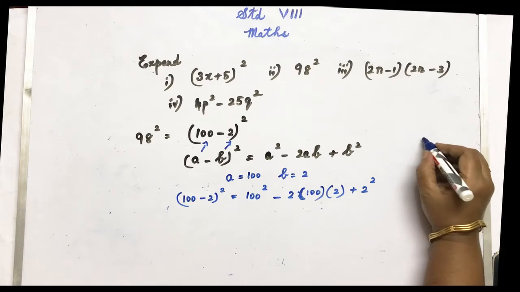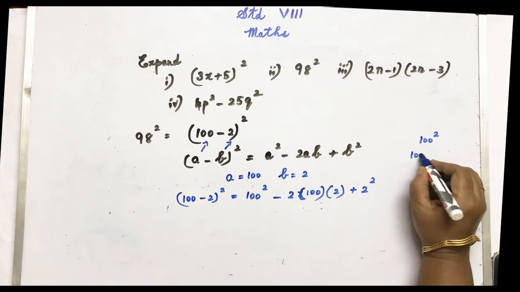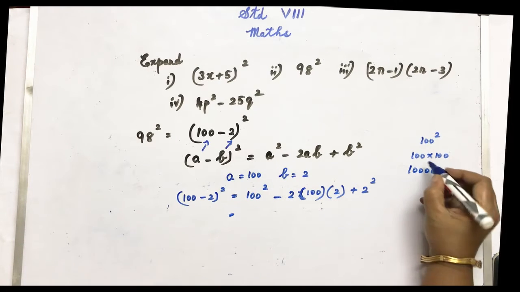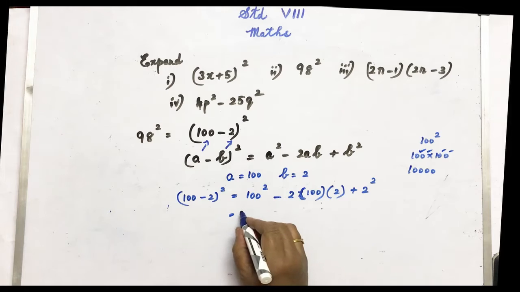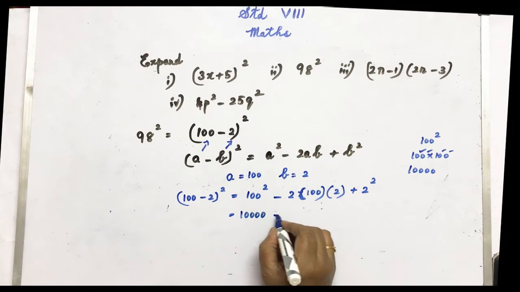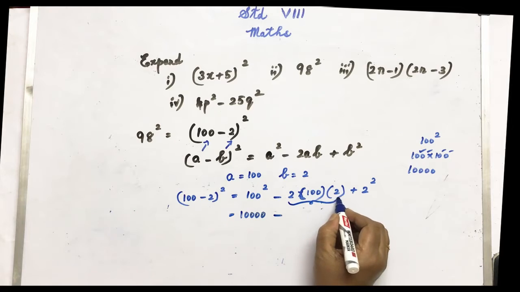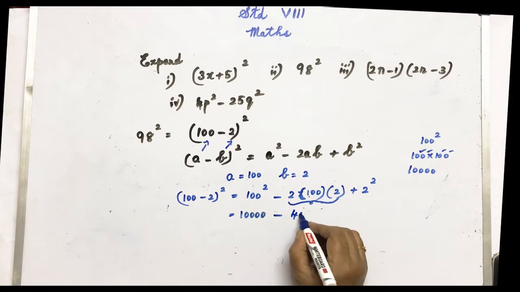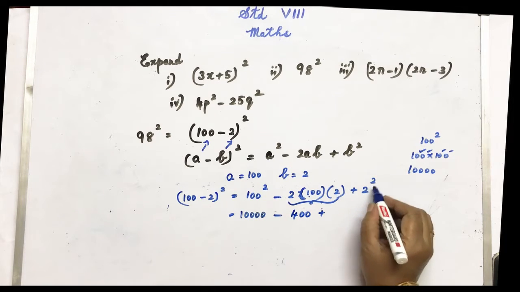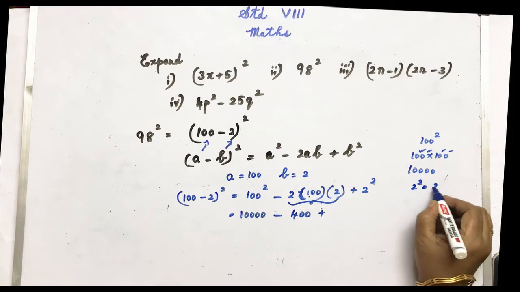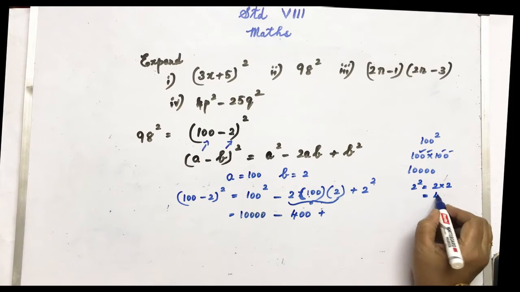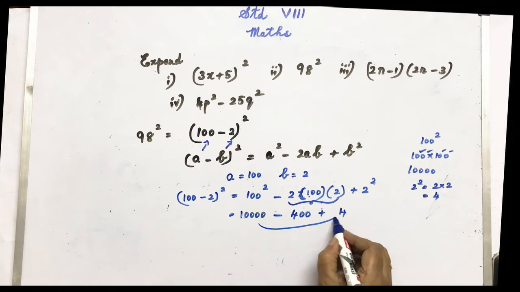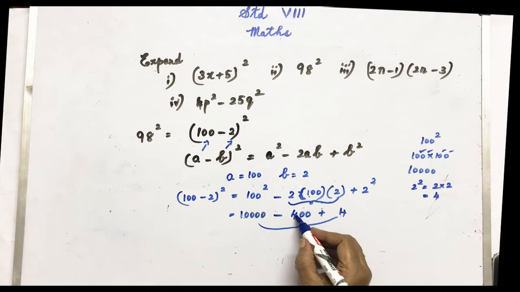Now 100 squared is 100 into 100, that is 10,000, 4 zeros. Write 1 and after that 4 zeros. So 1, 2, 3, 4. Then now multiply all this. 2 into 100 is 200. 200 into 2 is 400. Plus 2 squared is 2 into 2, that is 4. Now here this and this are plus sign, so we will first add these two. From that answer we have to subtract 400.